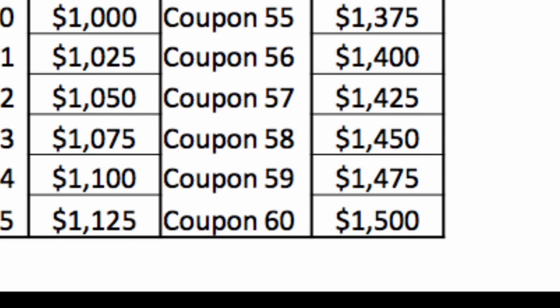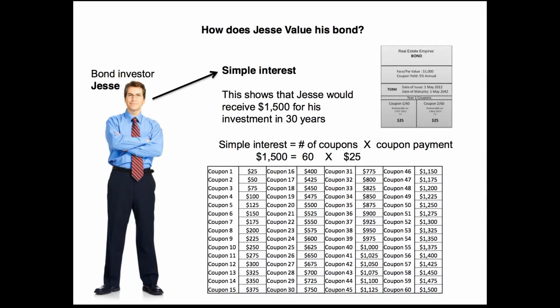And the way that that was figured out was pretty simple, and I guess that's probably why they call it simple interest. You just take the number of coupons, which for this 30-year bond, he would receive 60 coupons, and you multiply that by the coupon payment, which is $25, and you can see it adds up to $1,500.